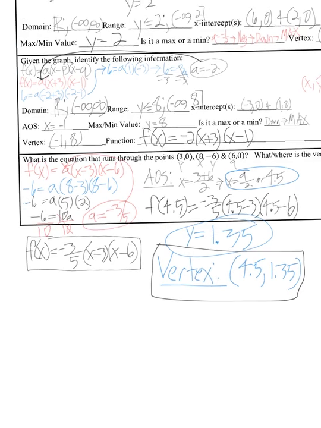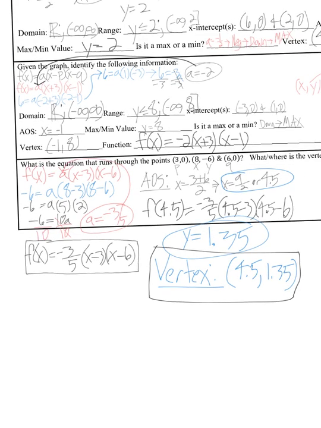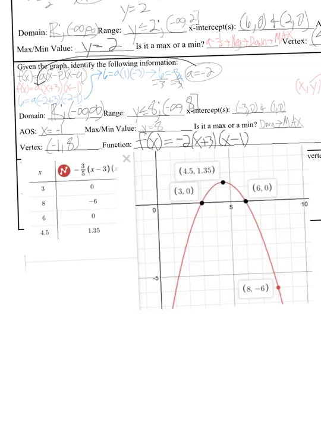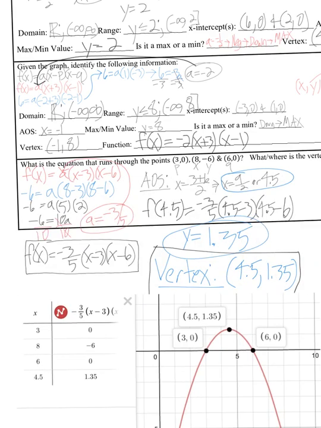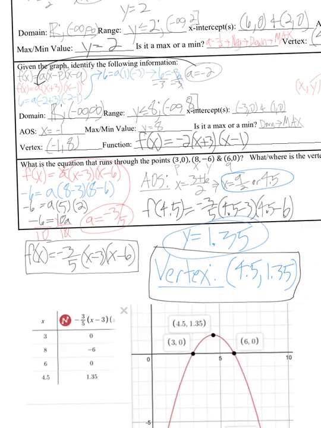So at this point, we've done a lot of work by hand. If you want to check your work, look at the graphing calculator. Can you find those points on the graph? So here I graphed it on the Desmos app, and then I went to the table and I saw everything we were given: 3, 0, 6, 0, 8, negative 6 is there, 4.5, 1.35 for the vertex. That's all there. So that's how you would ultimately know if you did it right or wrong.